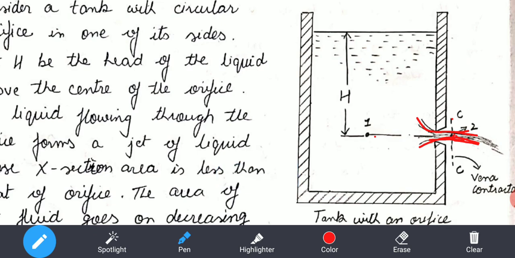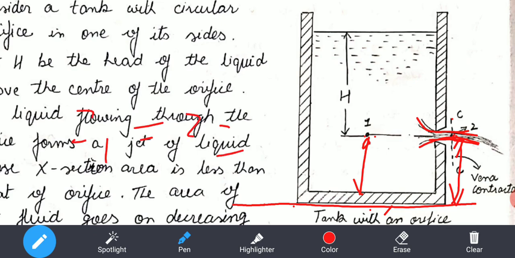Now we apply Bernoulli's equation on both these sections. So what is Bernoulli's equation? P1 upon rho g plus V1 square upon 2g plus Z1 is equal to P2 upon rho g plus V2 square upon 2g plus Z2. Now see, here is the datum. The bottom of the tank here is the datum. So the distance of section 1 and section 2, both, is the same. So Z1 and Z2 get cancelled.